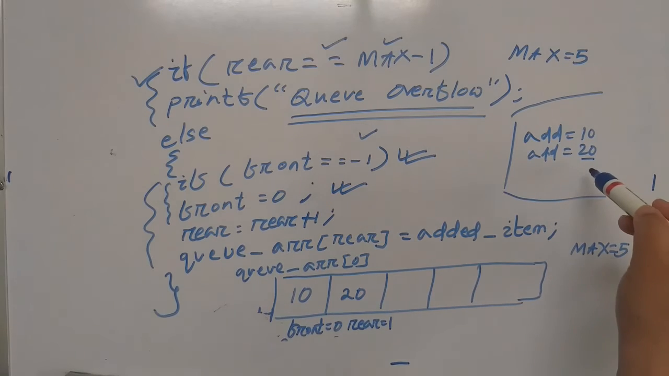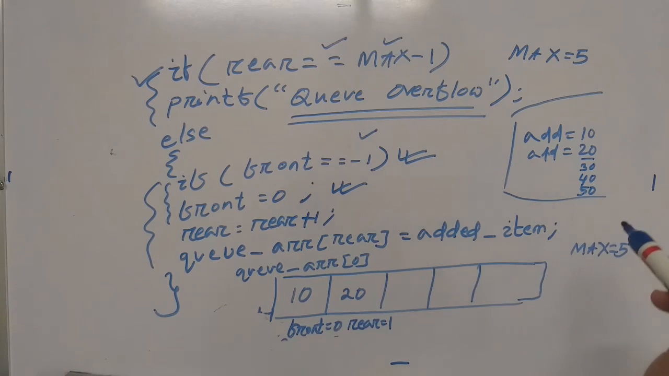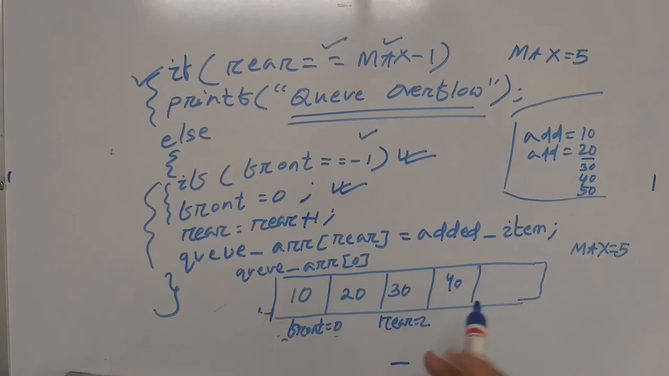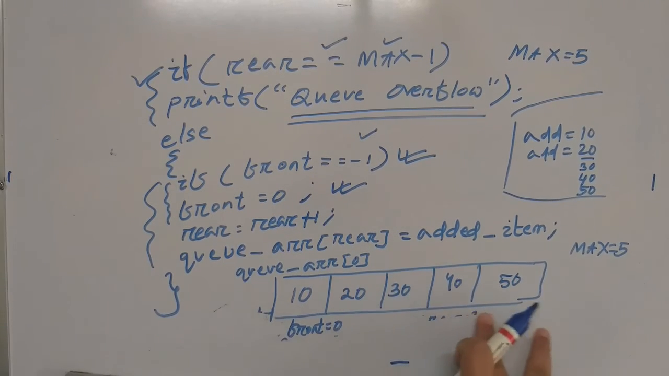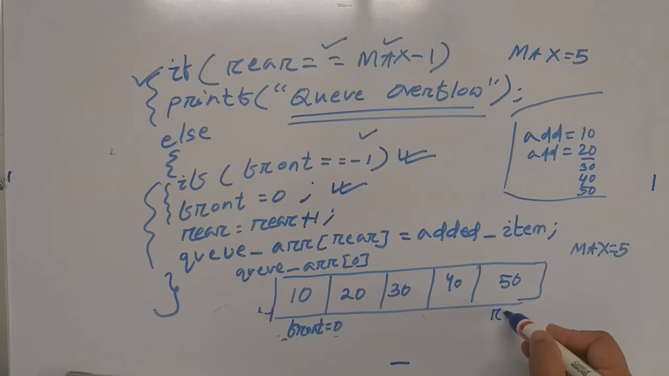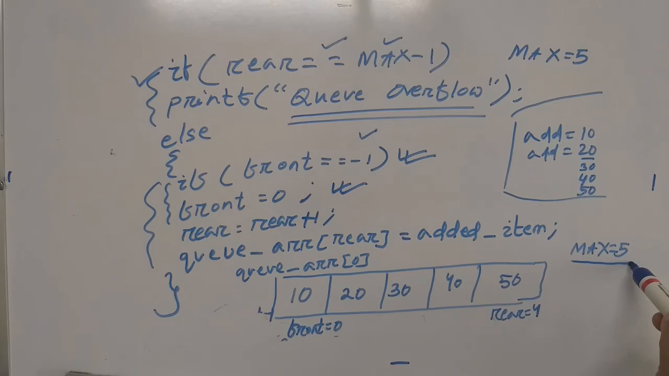Okay, so once again, if we want to add 30, 40, 50, the rear is incremented each time. Now it is 2, so rear equal to 2 here. Whenever it is 40, the rear changes to 3. Whenever it is 50, the rear changes to 4. Okay, the maximum size given here is 5.